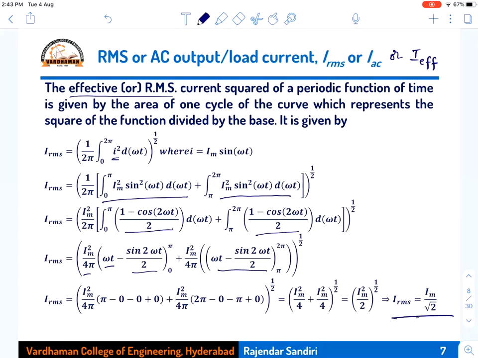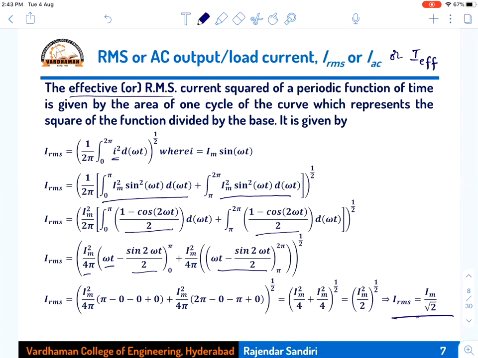The same thing, which we got for the half wave rectifier as Im by 2, for the full wave rectifier we got as Im by root 2. The full wave rectifier is conducting for the full cycle. Even the RMS value of a sine waveform is Im by root 2. A sine waveform is also full cycle conduction, and this full wave rectified output is also full cycle conduction.